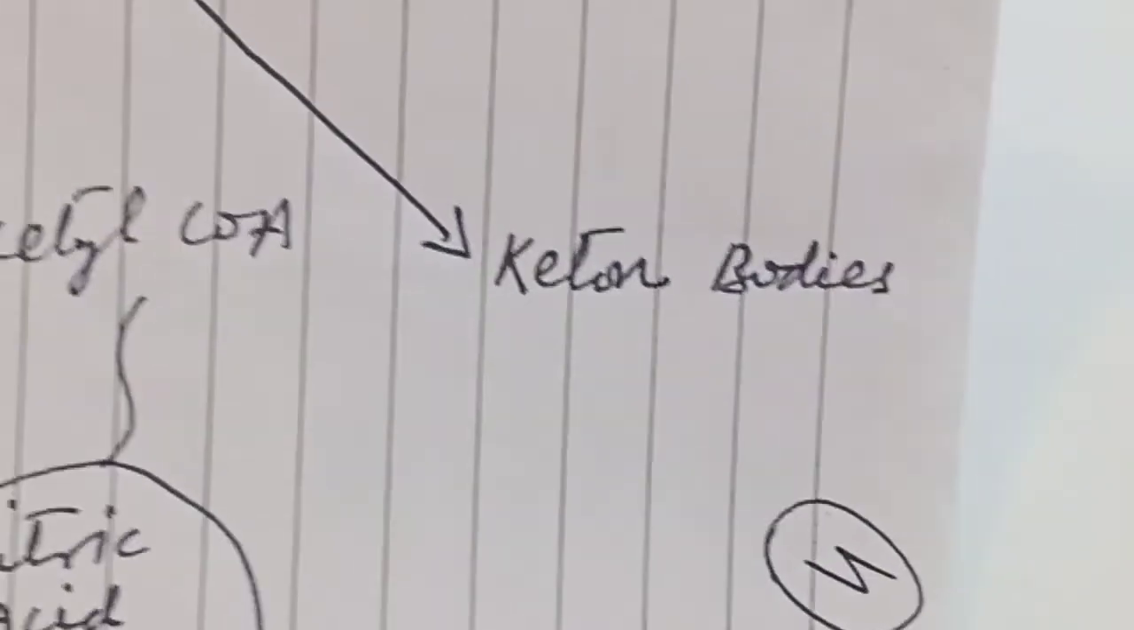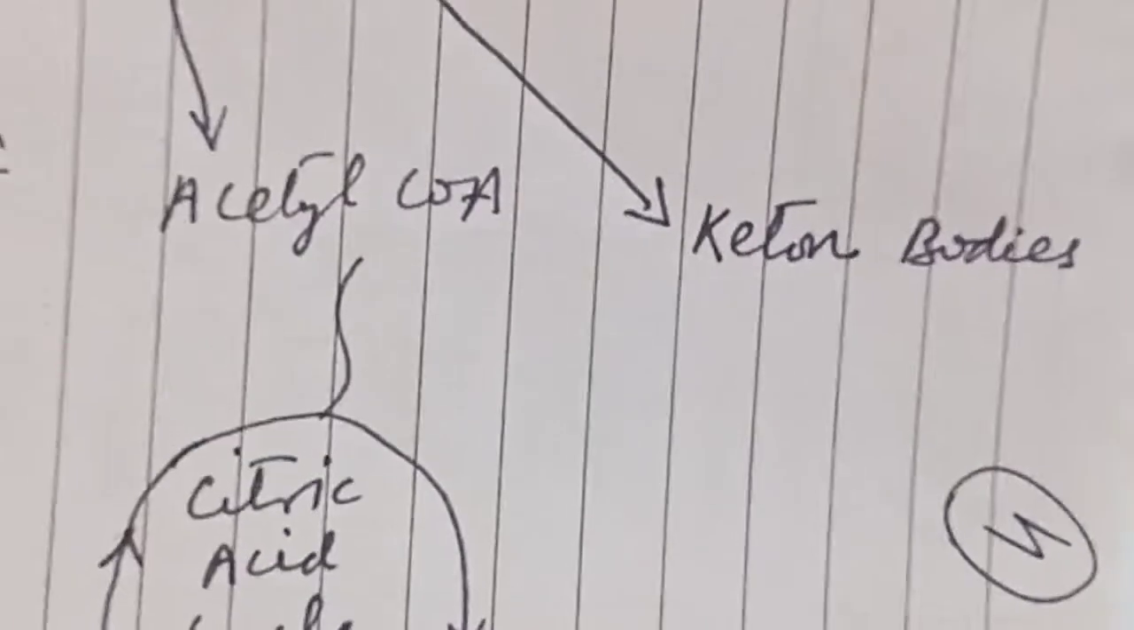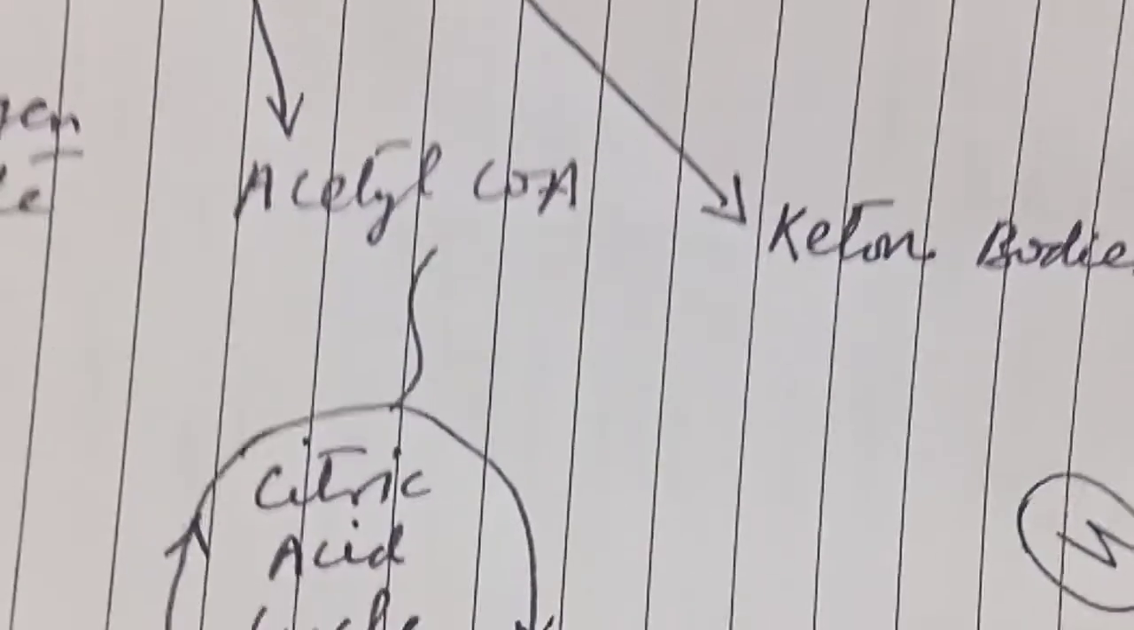As far as the transamination is concerned, it will yield ketone bodies production. So the amino acids are responsible for the production of ketone bodies.